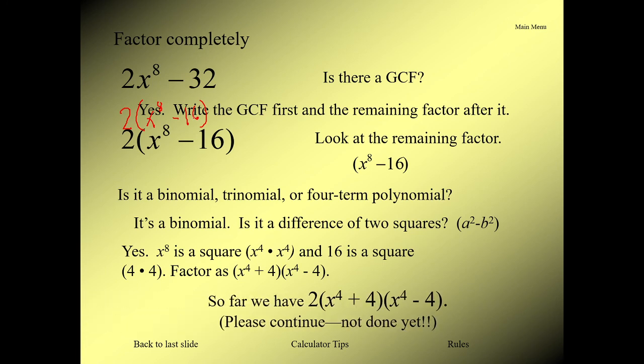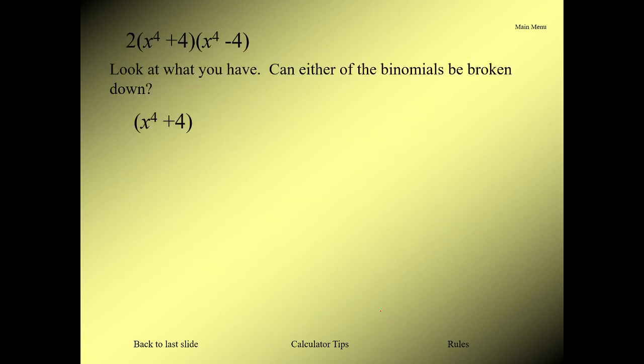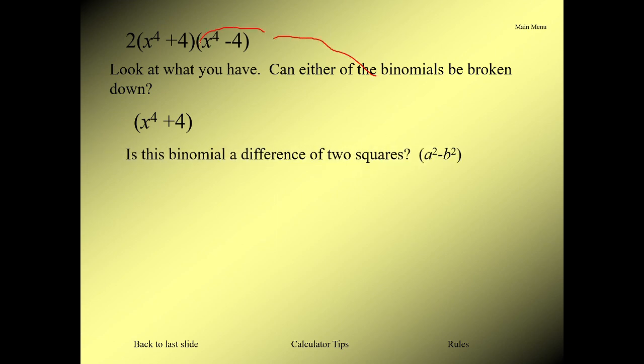So, therefore, we have 2 times x to the 4 plus 4 times x to the 4 minus 4. So, we have to continue yet because x to the power of 4 minus 4 is a difference of two squares, right? We can still factor it as x squared plus 2, x squared minus 2. Sorry, that is not right.